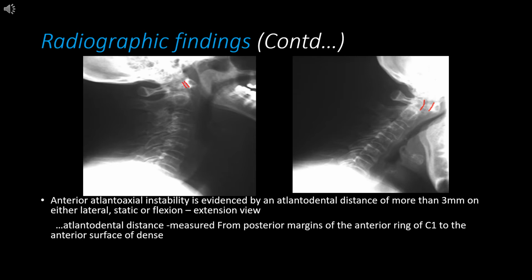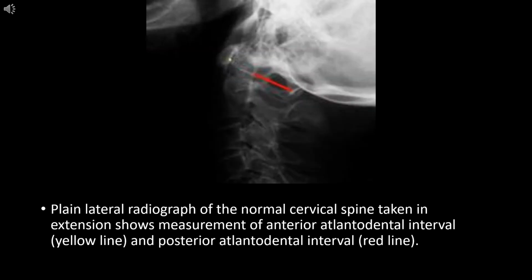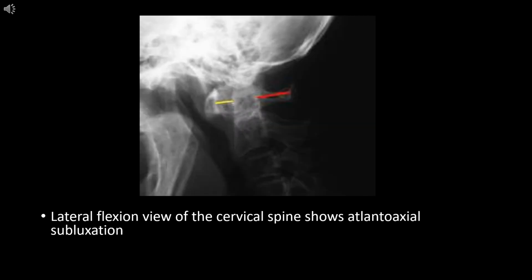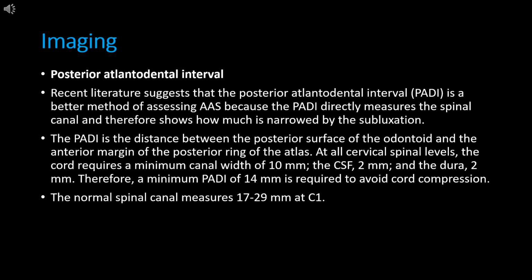Atlantodental distance is measured from the posterior margin of the anterior ring of C1 to the anterior surface of the dens. A plain lateral radiograph of the normal cervical spine taken in extension shows measurement of the anterior atlantodental interval and posterior atlantodental interval. A lateral flexion view of the cervical spine shows atlantoaxial subluxation. Recent literature suggests that the posterior atlantodental interval is a better method of assessing AAS because PADI directly measures the spinal canal and therefore shows how much it is narrowed by subluxation.